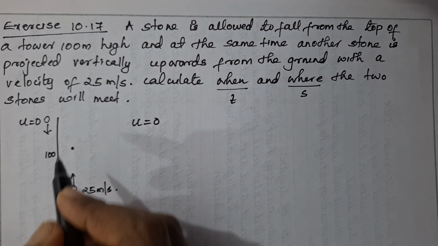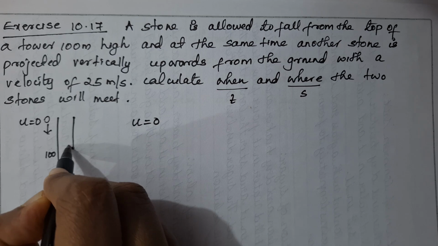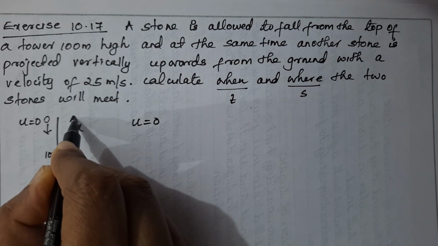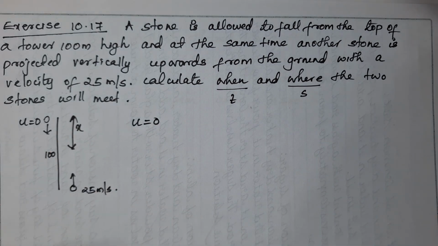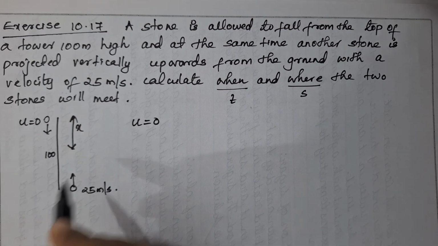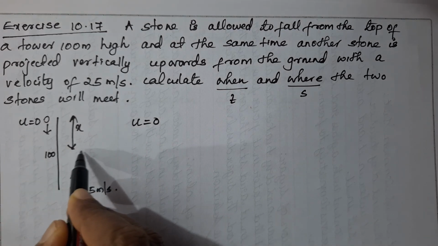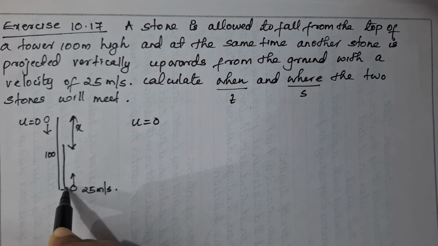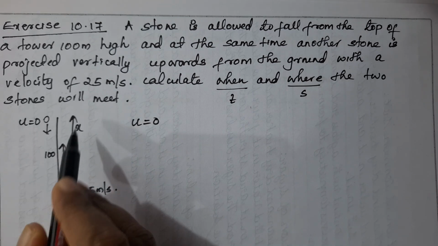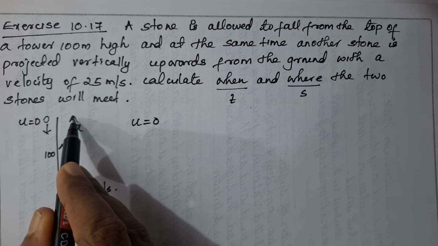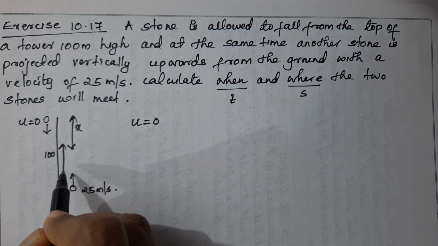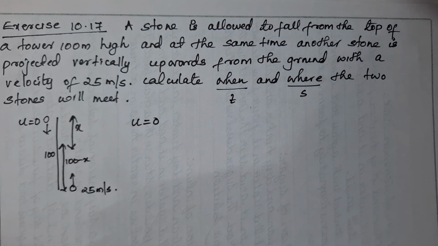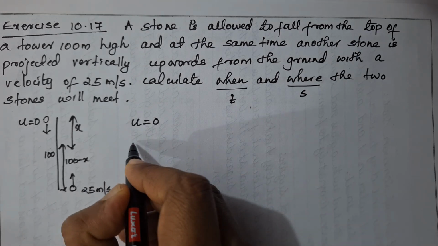Okay, and let us consider this distance from the top to the meeting point as x. If it is x, what will be the remaining distance? The total distance is 100, and a part of it is x, so the remaining part will be 100 minus x. Clear?